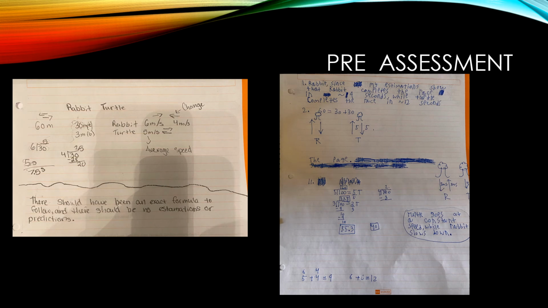This is an example of 2 pre-tests or pre-assessments. As you can see, this is what she recommended. It says there should have been an exact formula to follow, and there should be no estimations or predictions. And as you can see, they didn't use a calculator.